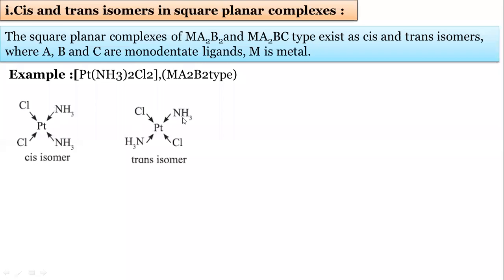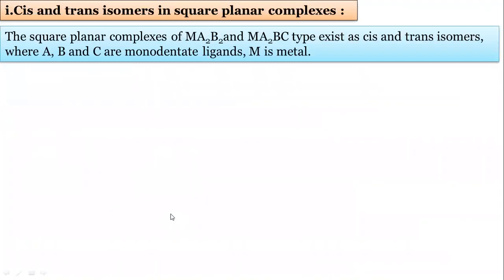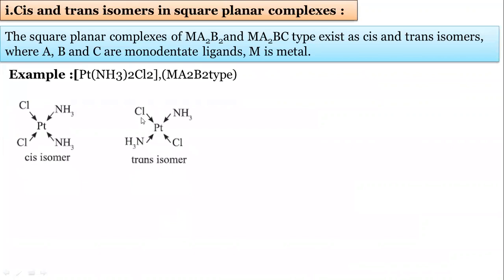And see these trans isomers. According to the definition of trans, see the definition once again. I want to give the definitions. Identical ligands occupy the adjacent positions in case of cis, and in case of trans isomers, it is clearly mentioned that identical ligands occupy the opposite positions. So see this example: identical ligands occupy the opposite position. This chlorine and this chlorine are on opposite sides. This ammonia and this ammonia we can clearly see on opposite sides. So this is a trans and this is a cis isomer according to the definition.